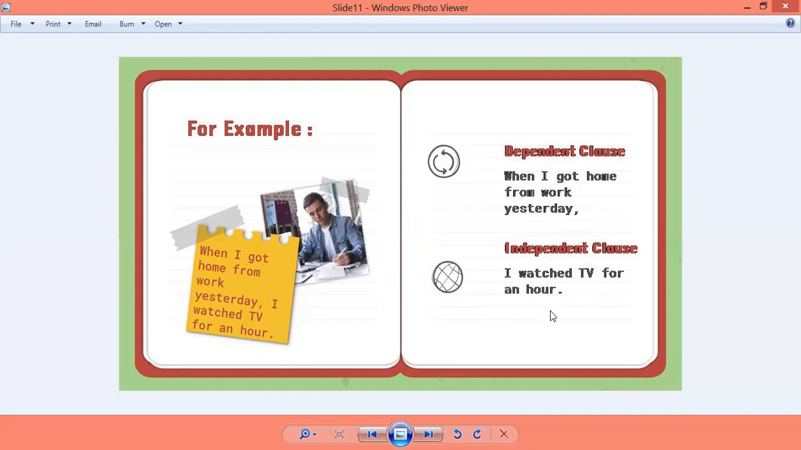मतलब I watched TV for an hour. अगर सिर्फ हम यहाँ पे ये वाला क्लॉज ले जो इंडिपेंडेंट क्लॉज है, I watched TV for an hour, it is making sense, right? मैंने 1 घंटे के लिए टीवी देखा. आगे या फिर पीछे कोई कंडीशन होने की जरूरत नहीं है. I hope that is clear. I'll repeat again. Your complex sentence is going to have one dependent clause which will not make sense on its own, and another one is going to be an independent clause which will definitely make sense even if there is no condition.